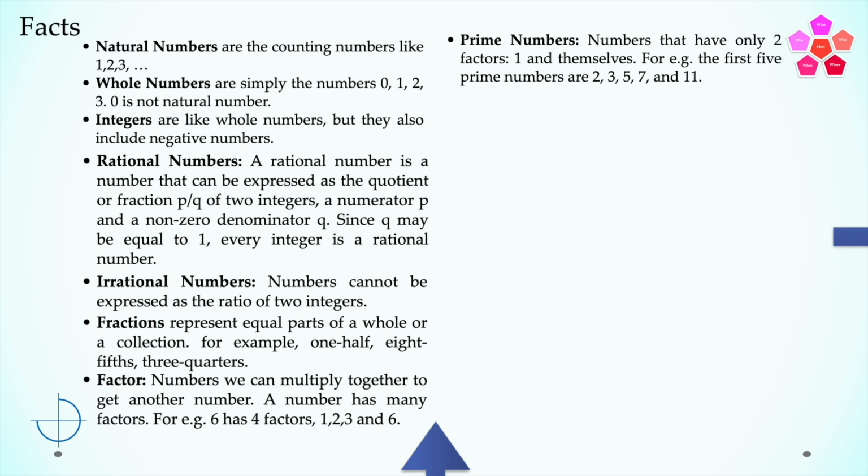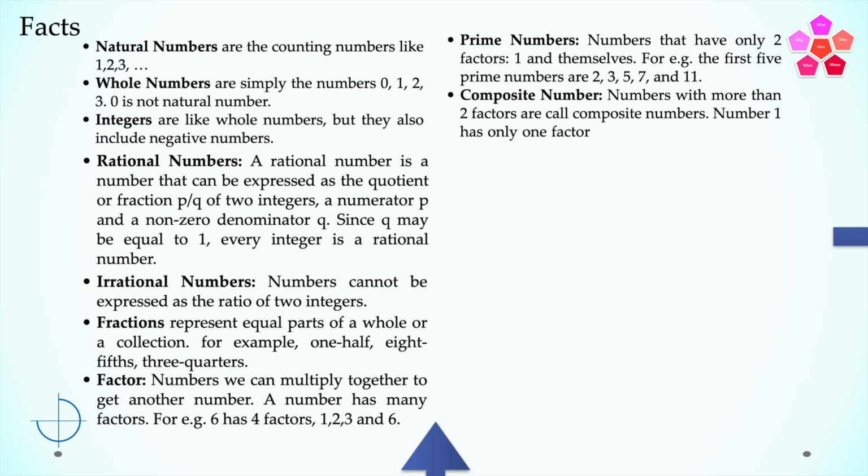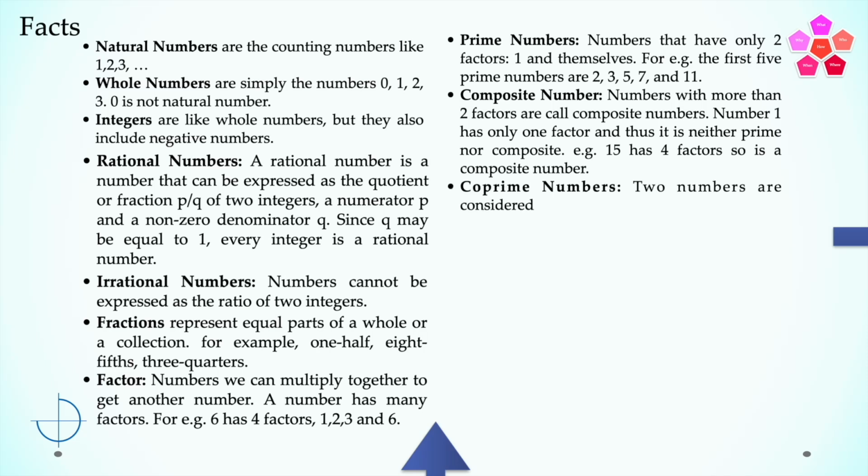By contrast, numbers with more than two factors are called composite numbers. Number 1 has only one factor, and thus it is neither prime nor composite. Let's take an example of a composite number. Say 15 has 4 factors: 1, 3, 5, and 15. Two numbers are considered coprime if the only positive integer that is a divisor of both of them is 1. For example, 3 and 8, or say 4 and 9. The common divisor between both of them is only 1.